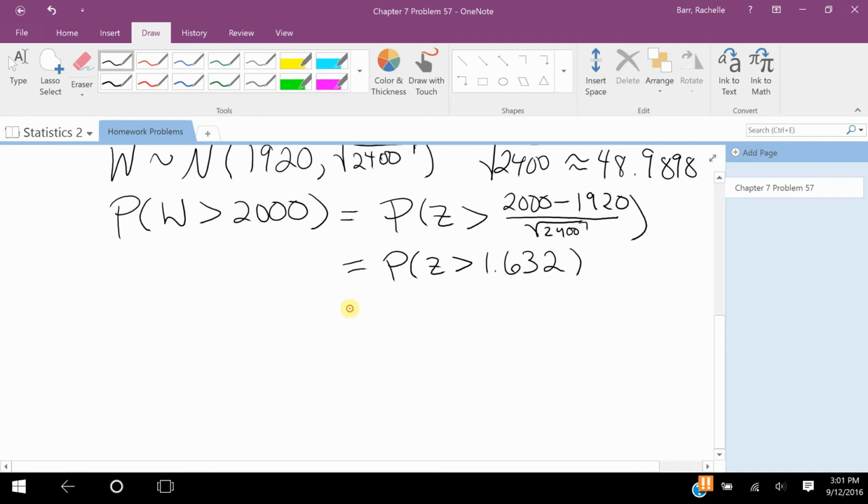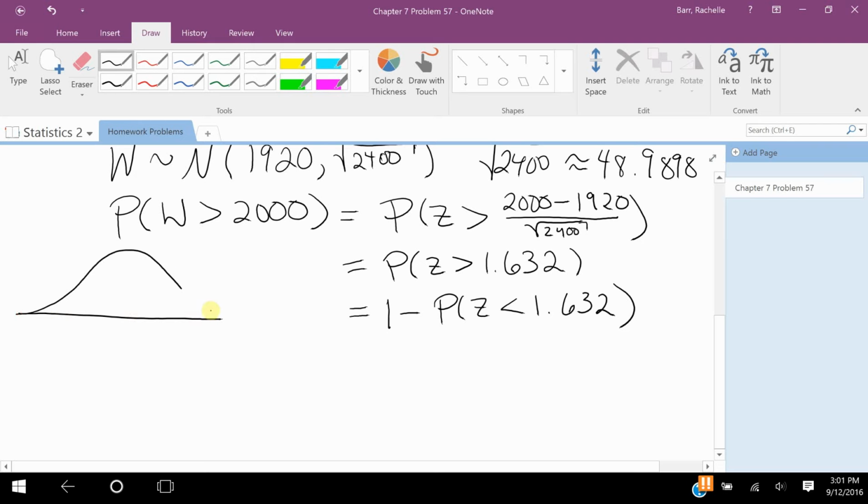Either one. If you use the table, first you're going to have to write it as a left probability, which means you need to do this as 1 minus the probability that z is less than 1.632, because the probability you're looking for is greater. I'm doing the standard normal, which has mean 0, 1.632, and then this stuff.